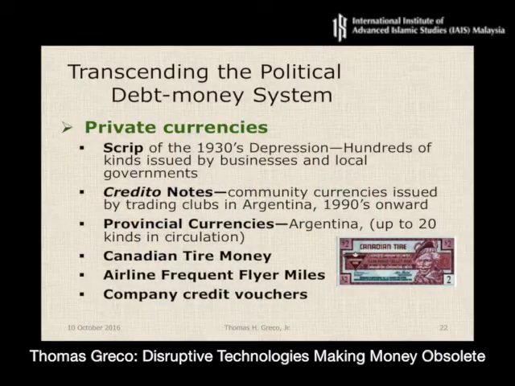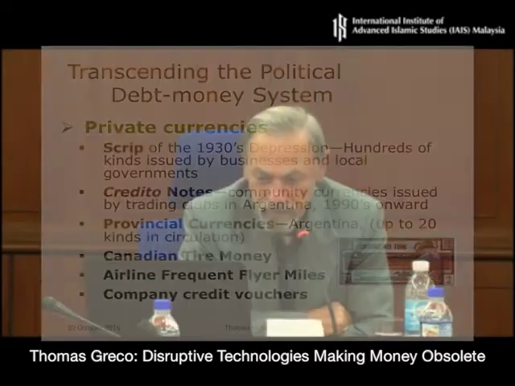But some examples of private currencies: during the 1930s and the Depression, we had many different scrip issues, which were basically private currencies issued by different entities, businesses, and school districts. And I wrote about that in my second and third books. In Argentina, we had popular trading clubs popping up from the 1990s onward, and each of those clubs issued their own currency notes as a way of transacting business. Even provinces in Argentina were issuing provincial notes because there wasn't enough national currency reaching the hinterlands. We have rebate currencies like Canadian Tire money. Airline frequent flyer miles could be a private currency if they would make them transferable easily from person to person. And all kinds of company credit vouchers.